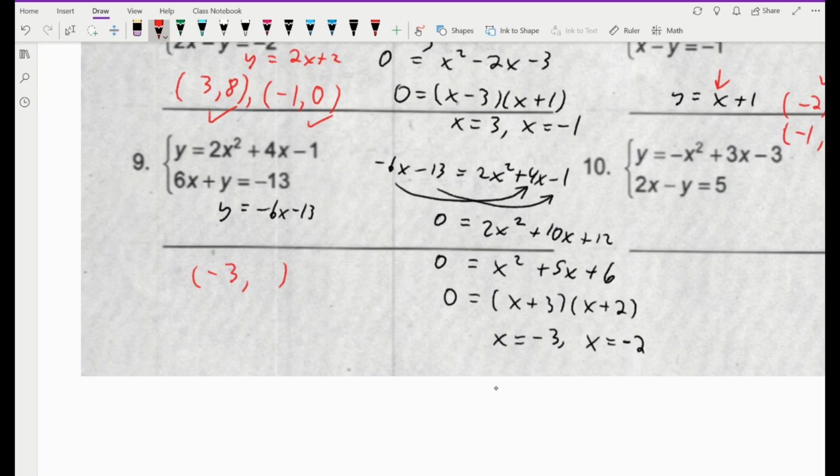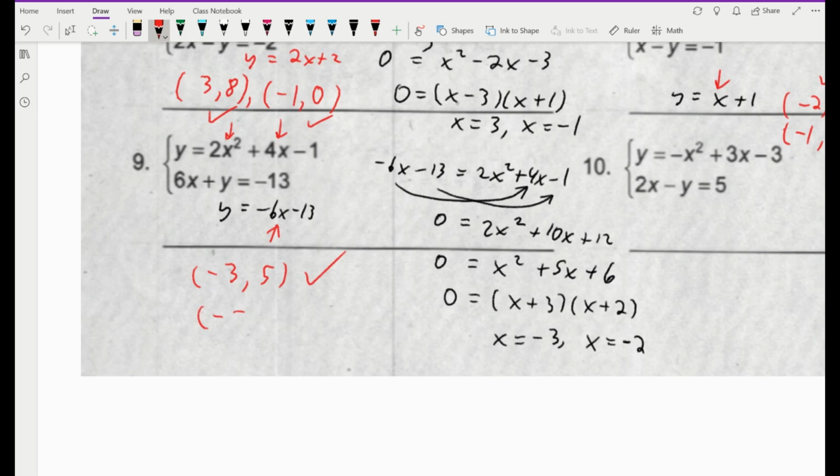If we plug in -3 here and here, 2 times -3 squared is 18. 18 plus 4 times -3, that's 18 minus 12, which is 6. 6 minus 1 is 5. Now let's plug the -3 here. 18 minus 13 is 5. So that checks.